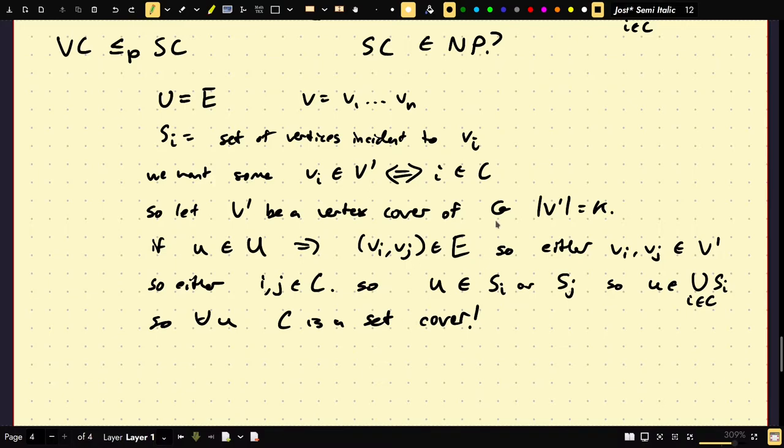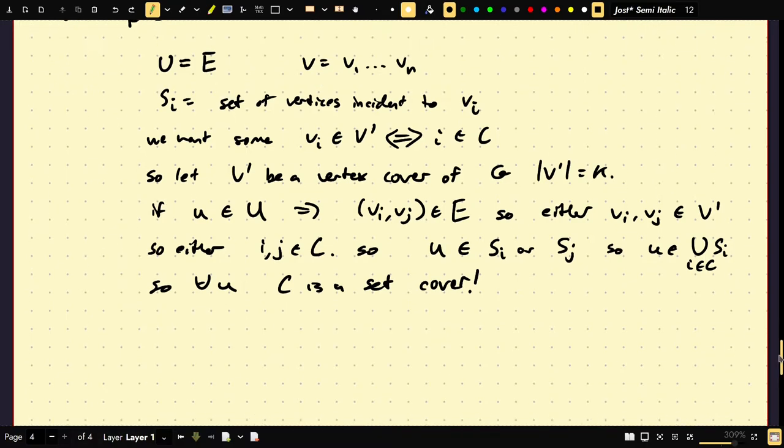The converse actually works fine too. You know, we could say this is a set cover if and only if V prime was a vertex cover.